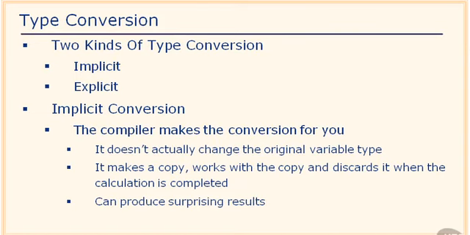Now here's the problem. This can produce some surprising results. In other words, sometimes the compiler will convert something for you, and then it gets kind of interesting. All right, good example, signed and unsigned integers. If it converts a signed integer into an unsigned integer, it could drastically change the numbers that you're looking at.